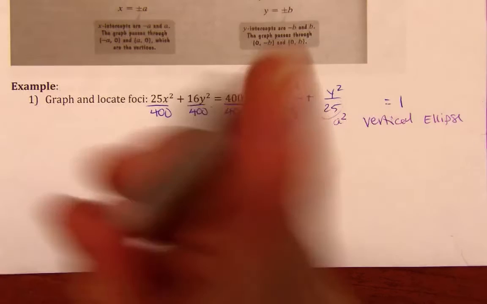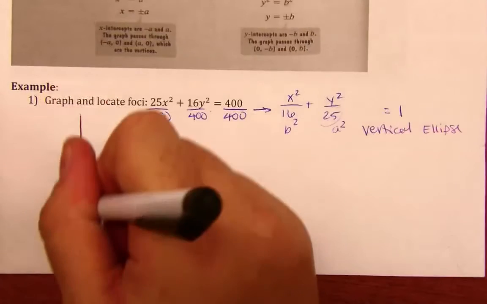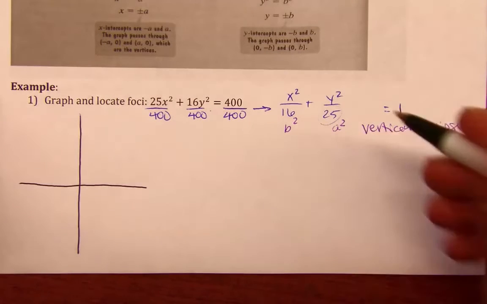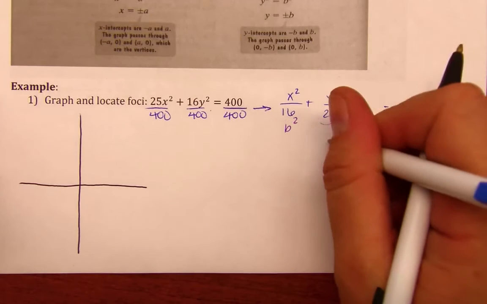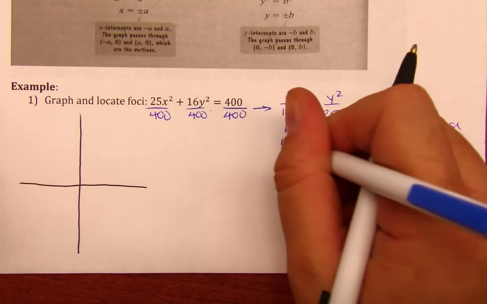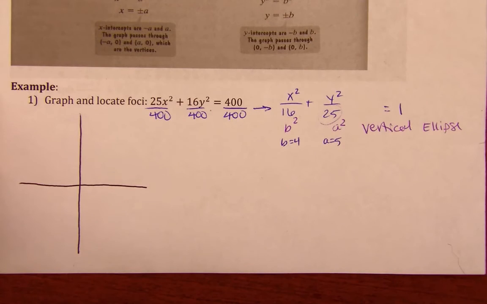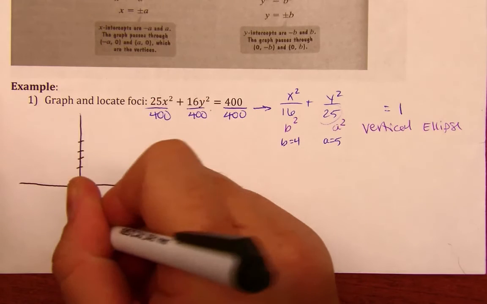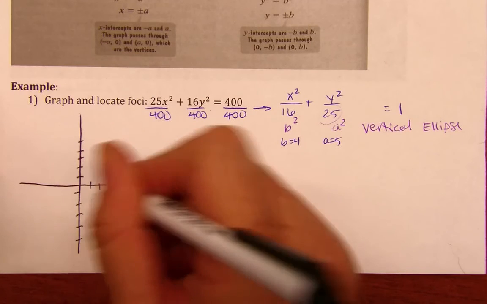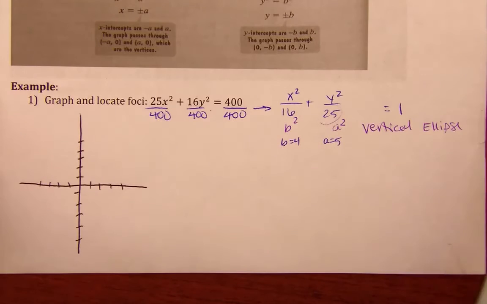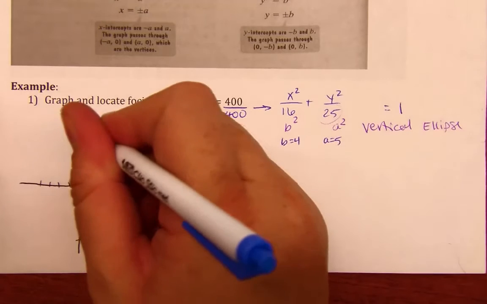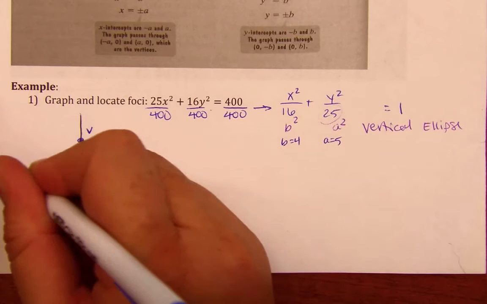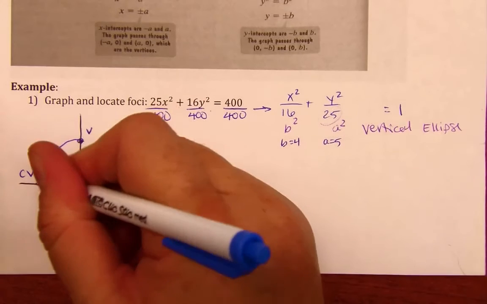Okay. So this is a vertical ellipse. Now let's go ahead and graph it. Its center is at the origin, and we're going out vertically. Our A value is 5 and our B value is 4. So we're going to go out vertically 1, 2, 3, 4, 5, 1, 2, 3, 4, 5, and 4 horizontally. These are our vertices and our co-vertices, and this is our ellipse.